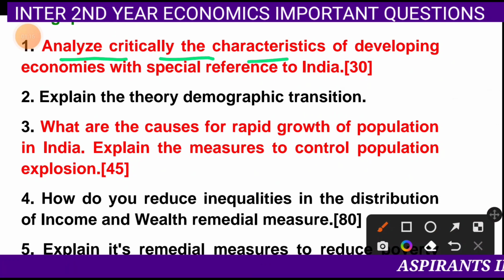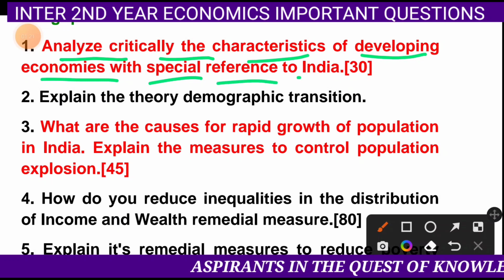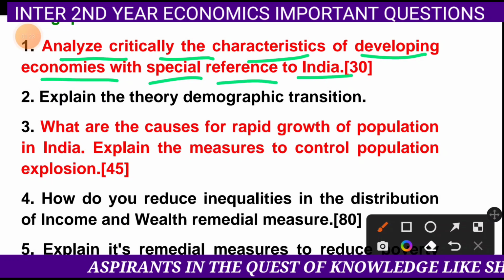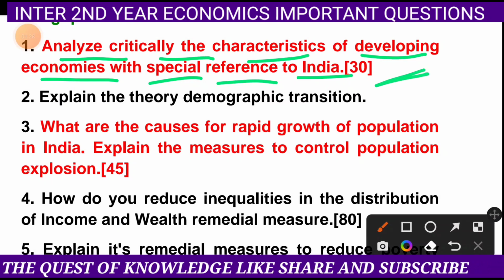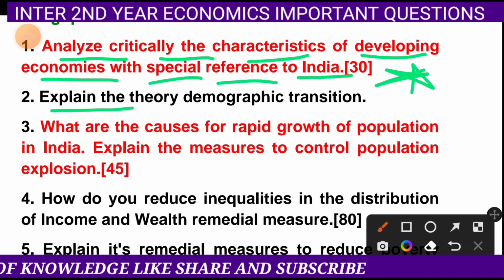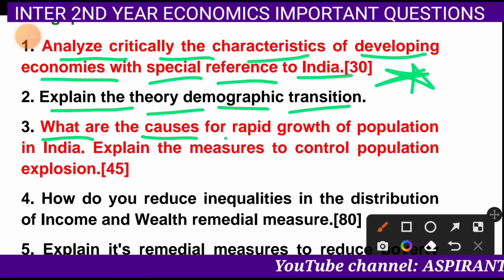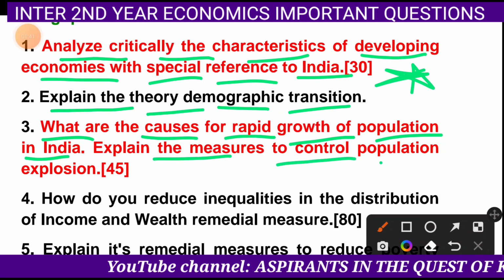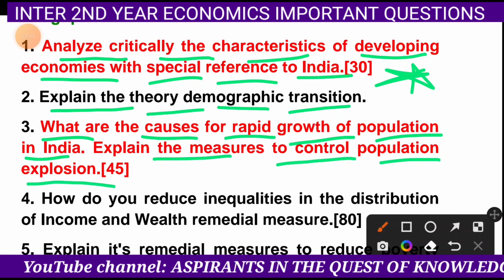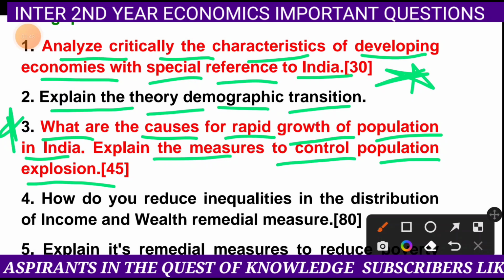Analyze critically the characteristics of developing economies with special reference to India. Characteristics and features of developing economies is the first important question, the most number of times repeated. Explain the theory of demographic transition. What are the causes for rapid growth of population in India? Explain the measures to control the population explosion in India. This is also very important, most number of times repeated.